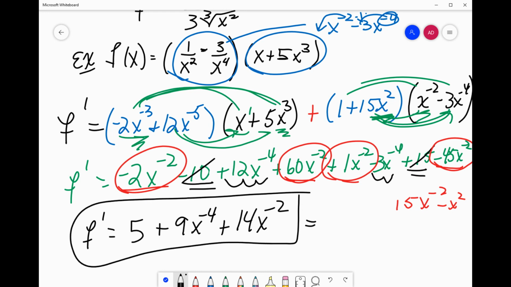And of course, if you're looking at an answer key, that answer key might actually have it written like this. But you're not scared? No, siree. You're dealing with a math dealer.